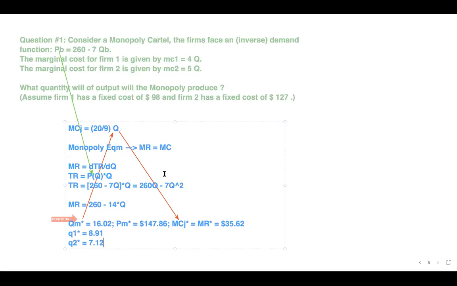7.12. Okay, and what about you, Michael left? Are you comfortable? And Ruben, are you comfortable? Yeah, I got the same answer. What about you, Ruben? Same. Okay. And so does anybody have a question about how we computed those numbers?